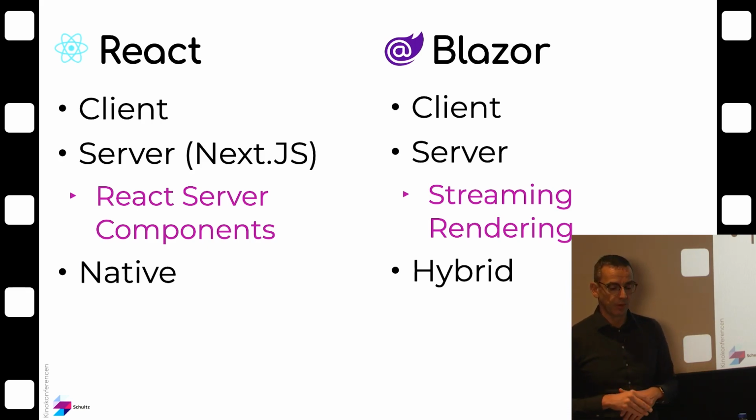But there is also streaming rendering in Blazor. And you can work in both platforms to create native applications. By React Native you can go iOS, Android. Same applies to Blazor with Hybrid.